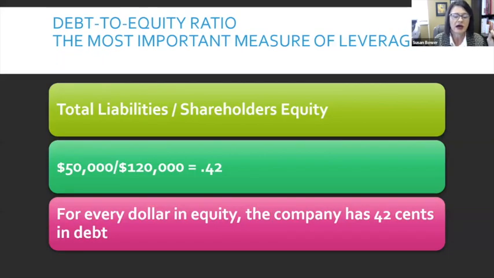The second ratio we'll look at that we can get from our balance sheet is known as the debt to equity ratio. And as the current ratio was the most important measure of liquidity, debt to equity ratio is the most important measure of leverage or debt liability. So what we do is we look back at that balance sheet again, and instead of the left side where total assets are shown, we look at the right side of that balance sheet, and we look at the total liabilities and we divide that by the total shareholders' equity.